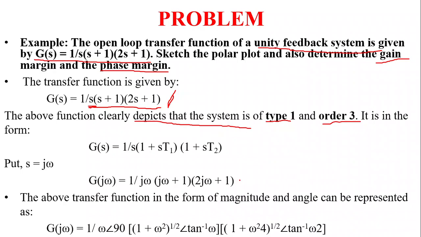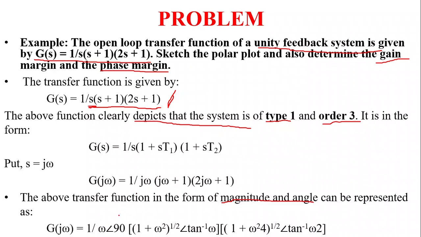After the substitution of s equal to j omega in the expression of G(s)H(s), we get G(j omega)H(j omega). After that we have to get the expression for the magnitude of G(j omega)H(j omega) and the phase angle of G(j omega)H(j omega). So it will be written in the form of magnitude and angle. We can write it like this. G(j omega) equals, in the numerator we have 1, divided by, here we have j omega.